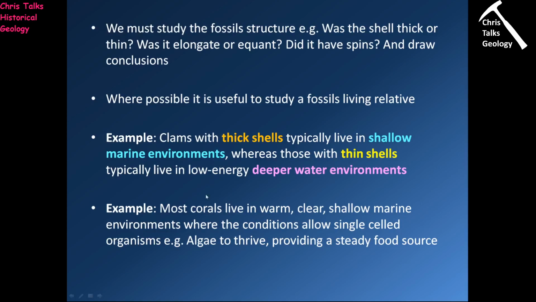Another example of the types of things we can look for are things like corals. We know that corals like to live in shallow, warm, clear water. So the question obviously becomes, why? Well, the thing about shallow, clear, warm water is it's the perfect environment for little single-celled or very small multi-celled organisms to live. And so those environments are going to be full of things like algae, which of course the corals and other animals can use as a food source.